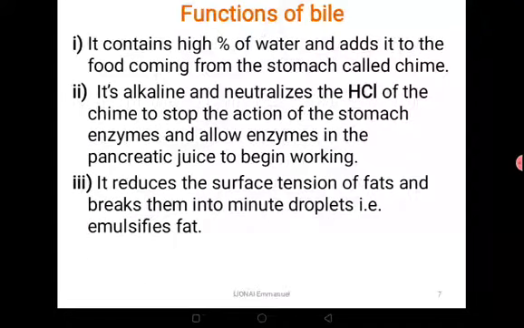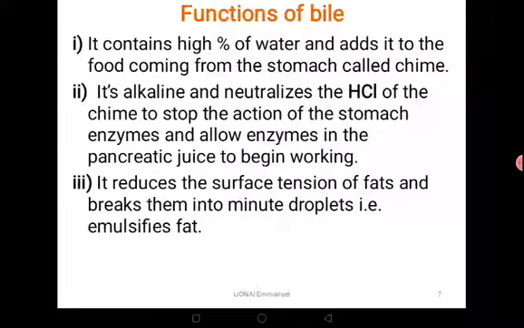Then let's look at the functions of the bile. The bile contains a high percentage of water and adds it to the food coming from the stomach, called the chyme. It is alkaline and neutralizes the hydrochloric acid of the chyme. The chyme is spelled C-H-Y-M-E. Sorry for that spelling error.